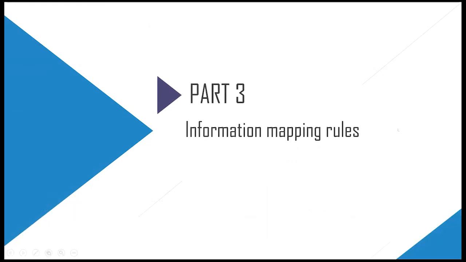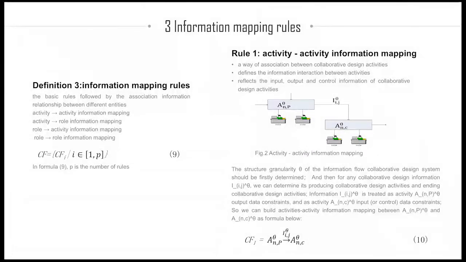Part 3. Information mapping rules. The information mapping rules are the basic rules followed by the association information relationship between different entities. It can be divided into the following 4: activity to activity information mapping, activity to role information mapping, role to activity information mapping, and role information mapping, as shown in Formula 9. So there are 4 rules.